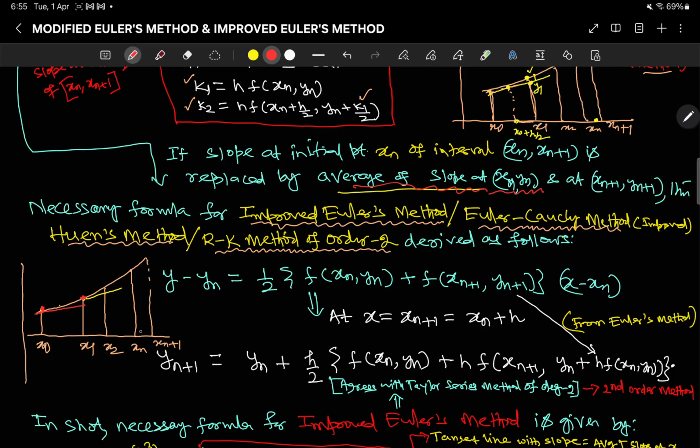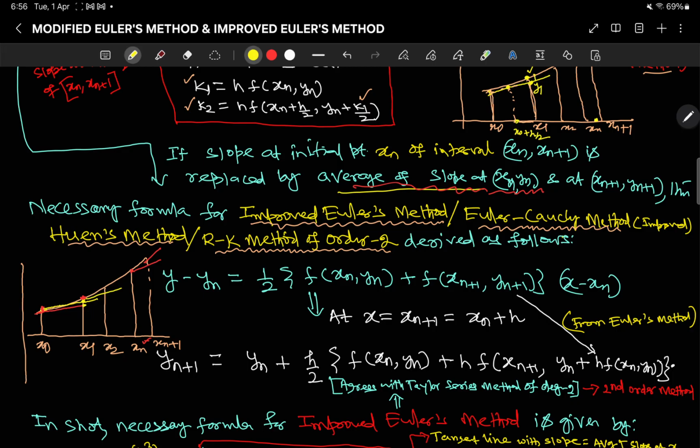So if I take this interval for the formula, I take the slope at this point and the slope at this point, and I find the average. This is my y1 by Euler's method. Now if we take the average of these two slopes, some point will come over here. It is better, it is improved, so the error is also less.